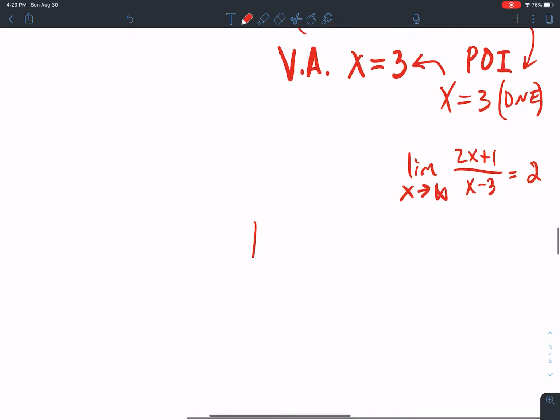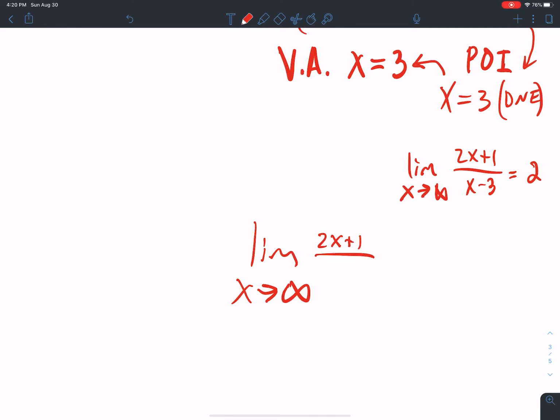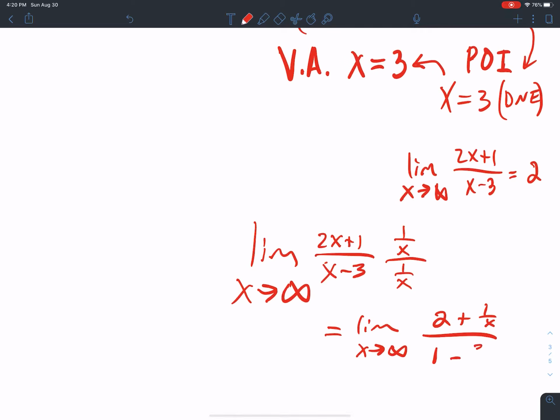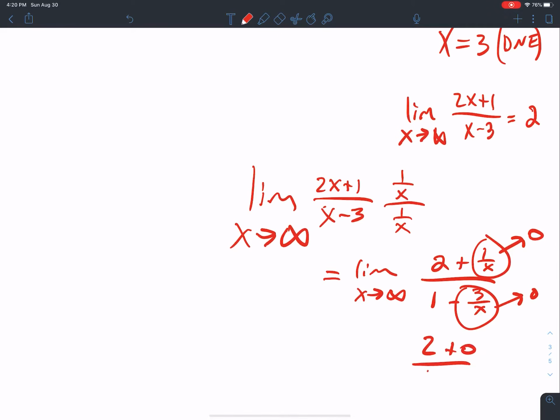I don't know if you remember this, but if I had the limit as x goes to infinity of (2x plus 1) over (x minus 3), I multiply by the reciprocal of the highest power, and so this becomes the limit as x goes to infinity of (2 plus 1 over x) divided by (1 minus 3 over x). And this term and this term both limit to 0 as x goes to infinity. So I get (2 plus 0) over (1 minus 0), and that gets me 2 as well. Okay, so that's actually the proper way to do it without a shortcut.